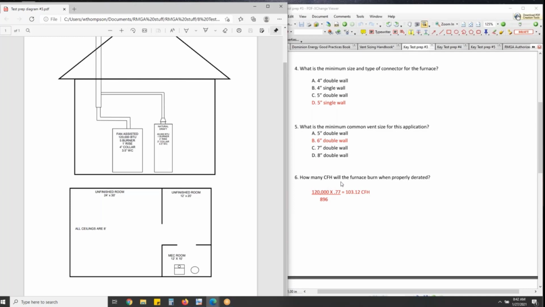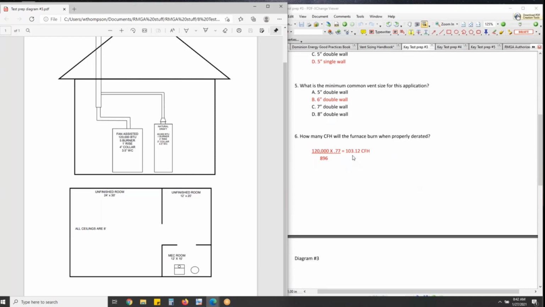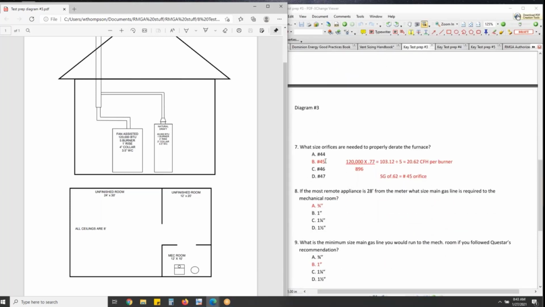How many CFH will the furnace burn when properly derated? Everyone get that one right? Everyone's nodding their head yes. Okay, again, your formula, just know where to find your information. Examples of the formula are in the book. What size orifice to derate the furnace? You should have come up with the number 45. And again, the formula is right there. A copy of the formula is in the book.